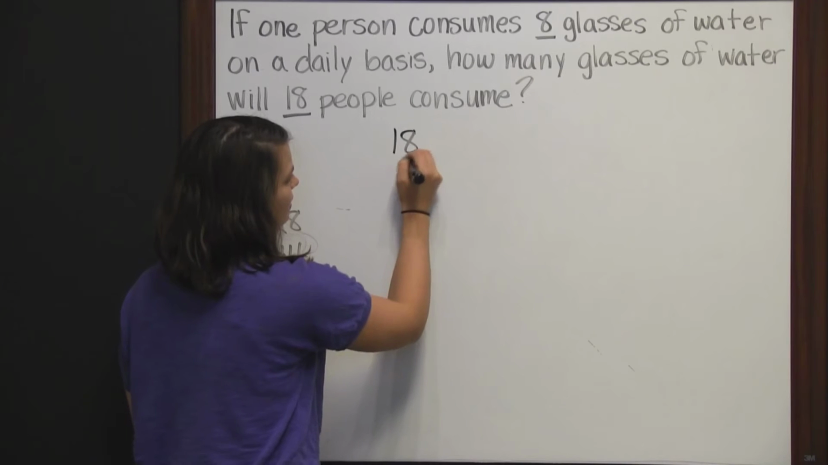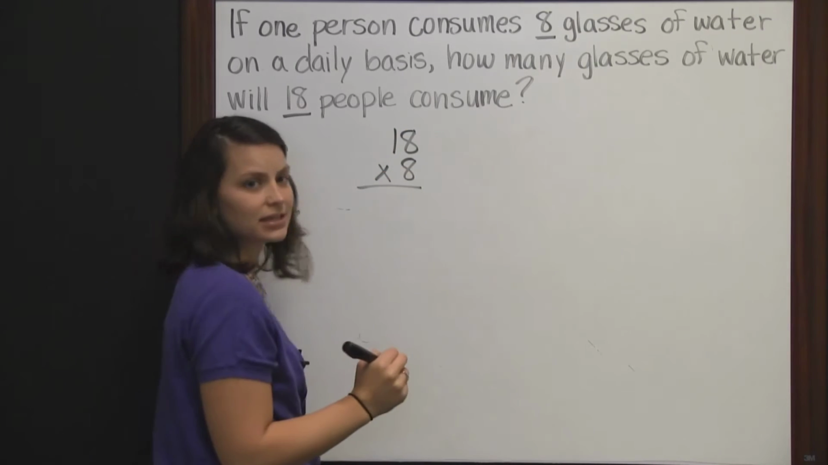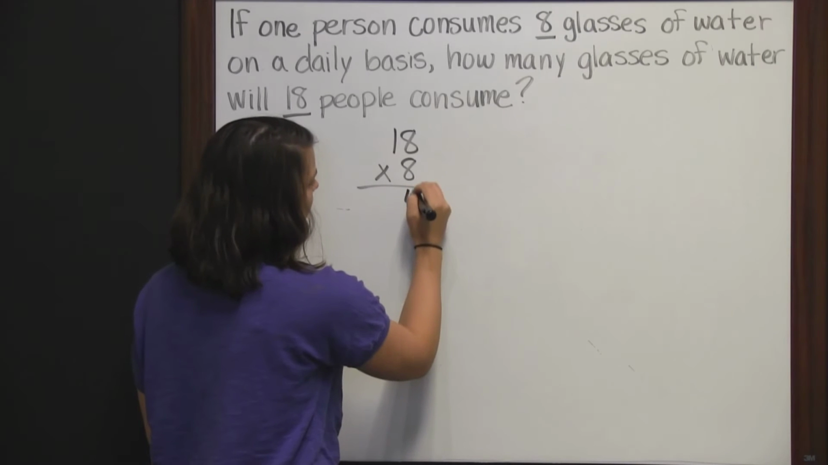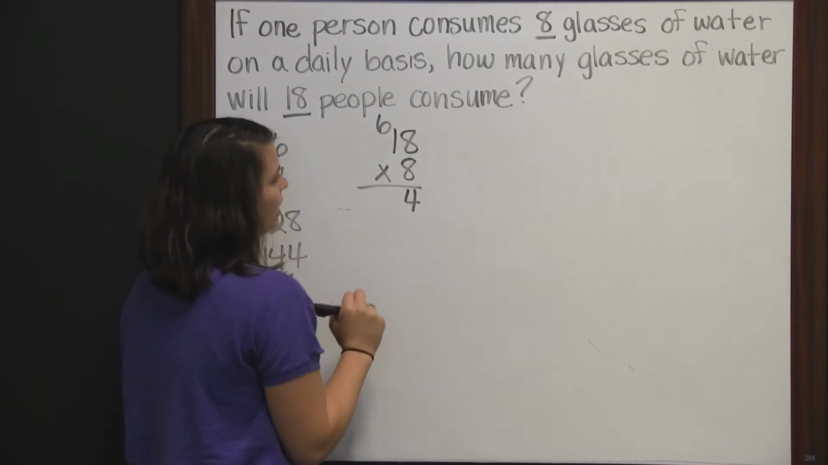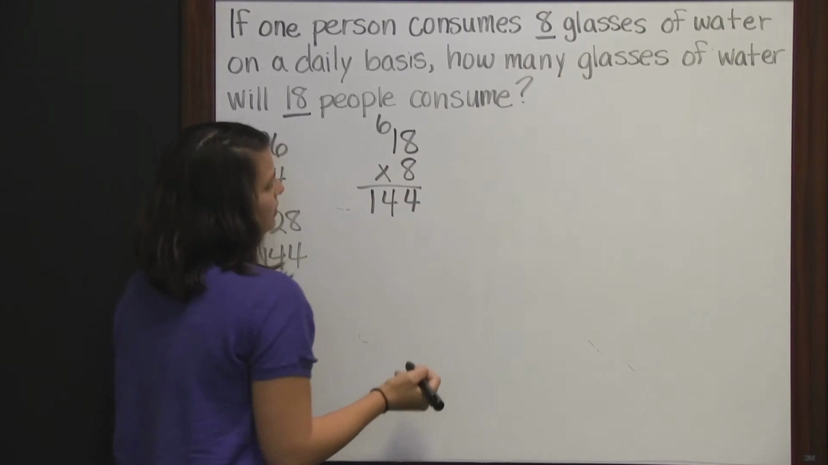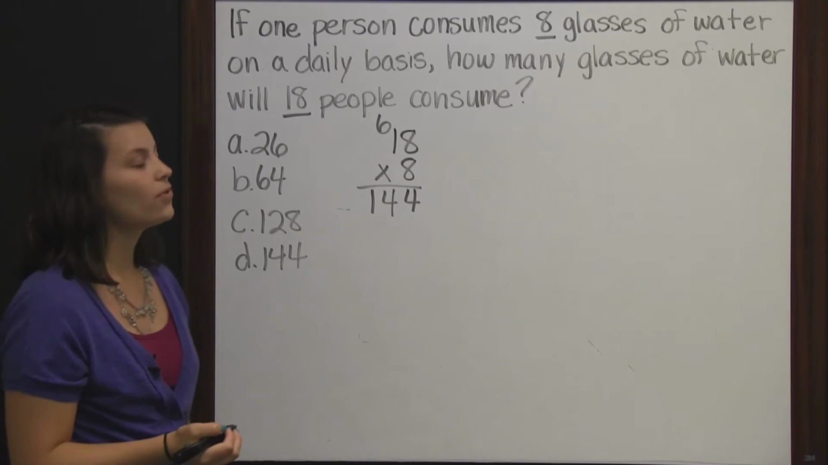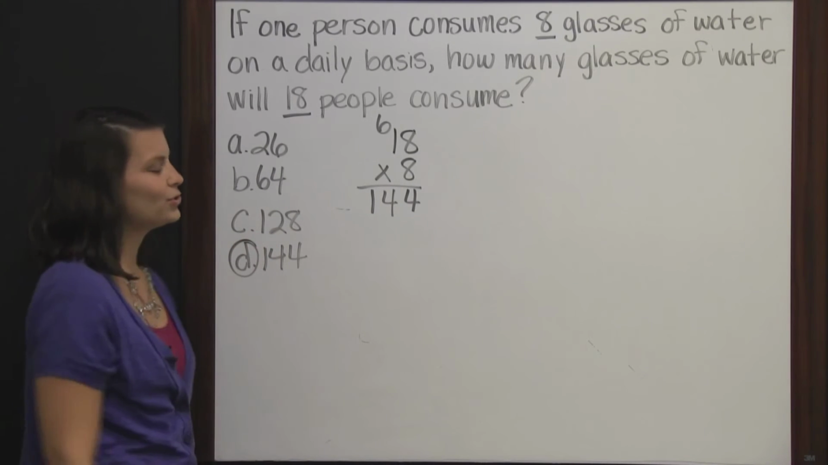So 18 times 8. 8 times 8 is 64. So write the 4, carry the 6. 8 times 1 is 8, plus 6 is 14. So 144 glasses of water are consumed. Answer choice D.